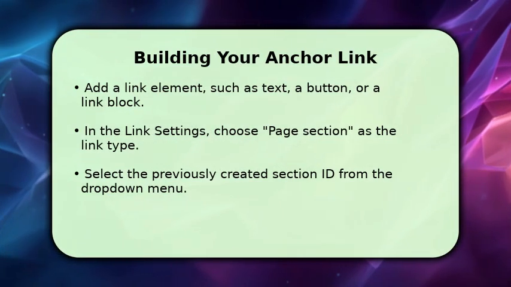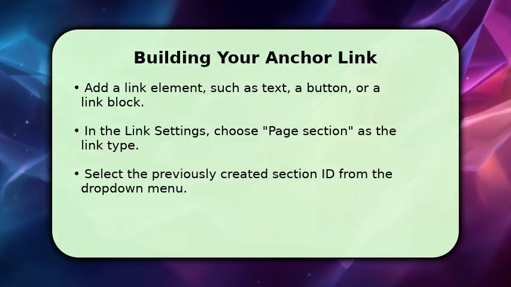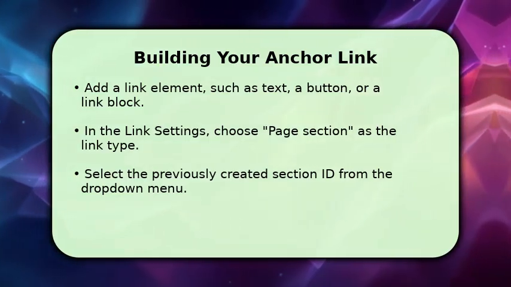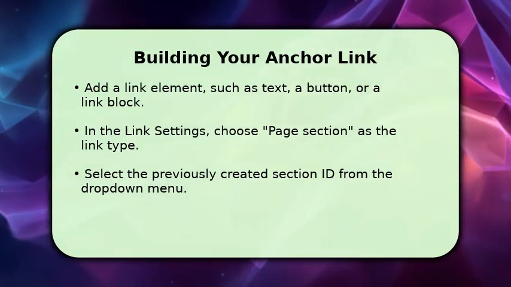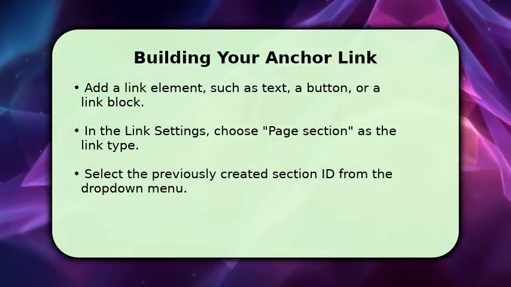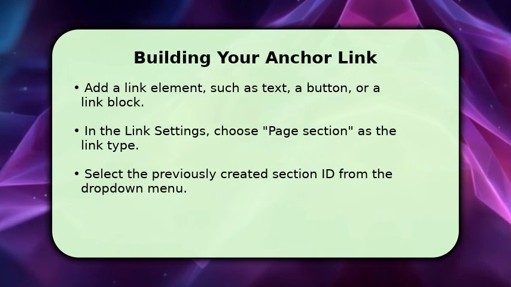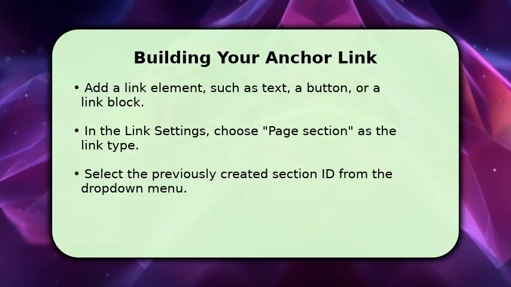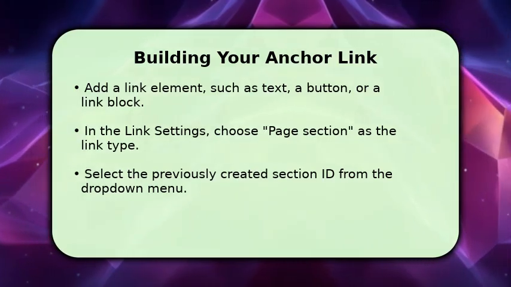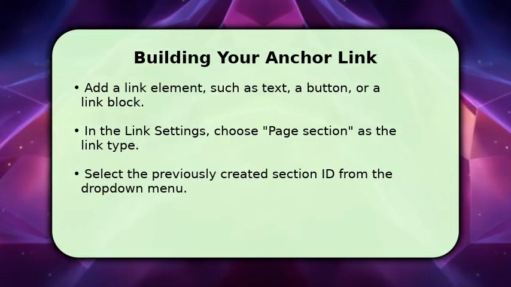Next, let's create the actual link that will take your visitors to that section. Add a link element, like a button or text link, to your page. With the link element selected, go to its link settings. Here, you'll choose Page Section as the link type. From the drop-down menu, simply select the unique ID you assigned to your target section. It's that straightforward to connect them.